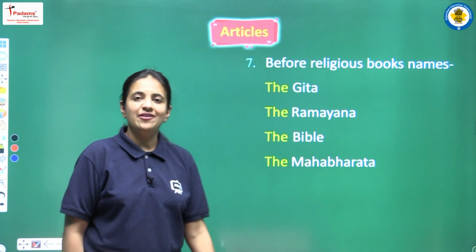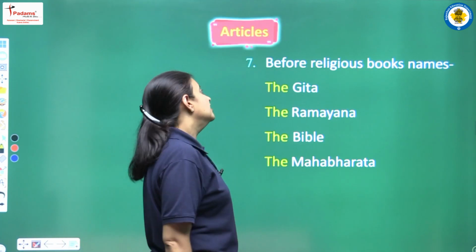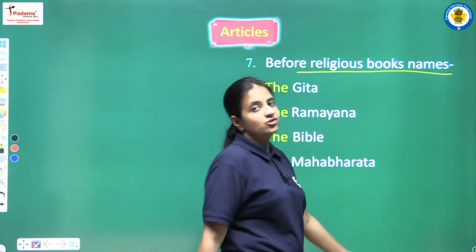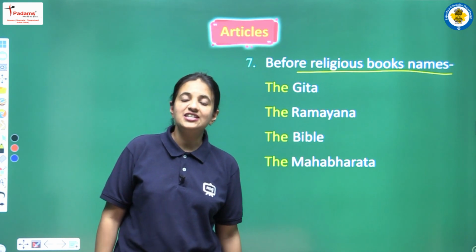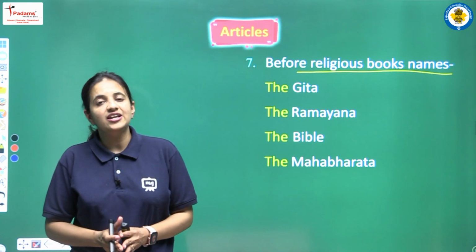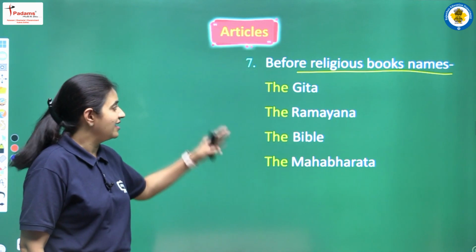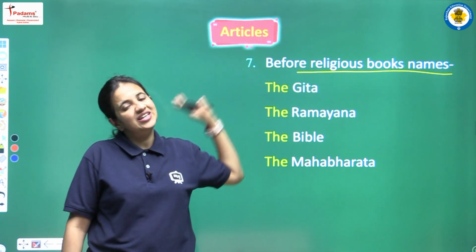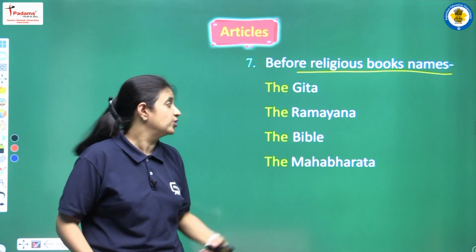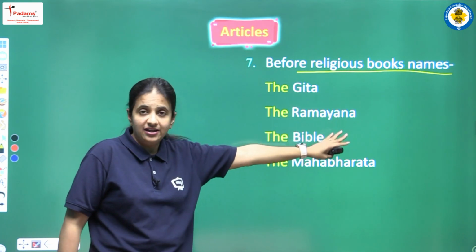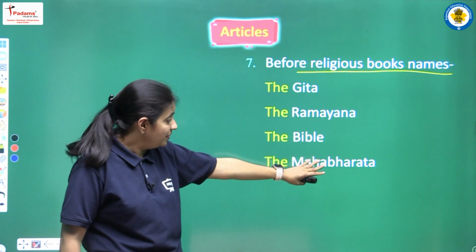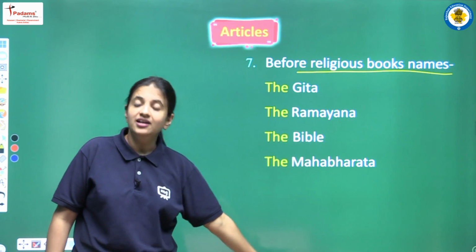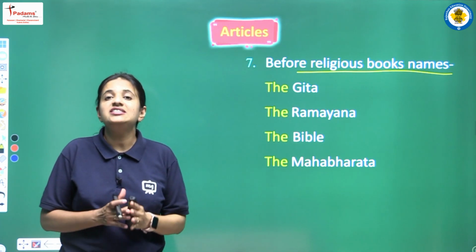Next, moving on, we are having the next use. So let's read. It is used before religious books name. So if we are having any religious book, for that we can use the as an article. We are having some examples. So we are having the Gita. We all know Gita, it's a very famous religious book. Next we are having the Ramayana. Next is the Bible, and the next example we are having here the Mahabharata. So all these are very famous religious books.